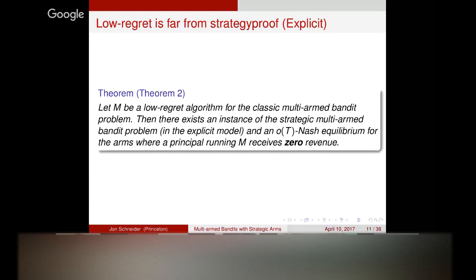I wonder, if you take T to infinity or consider the geometric horizon setting, would something like a folk theorem hold here, like any revenue is possible for the principal from 0 to T? Yeah, so you can think of this as a folk theorem maybe for strategic bandits.